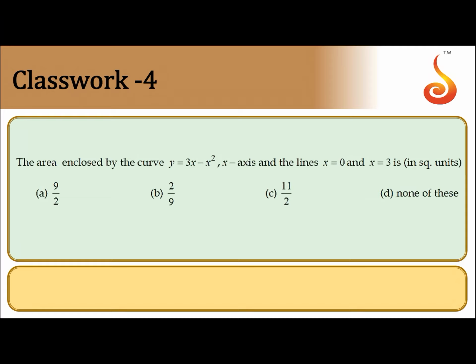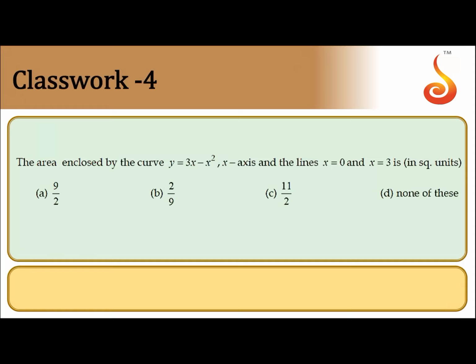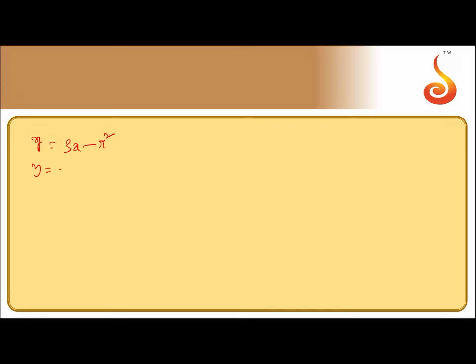Coming to the next one, the area enclosed by the parabola and the x-axis between the lines x equals 0 to x equals 3. y is equal to 3x minus x square, and the x-axis, y is equal to 0.